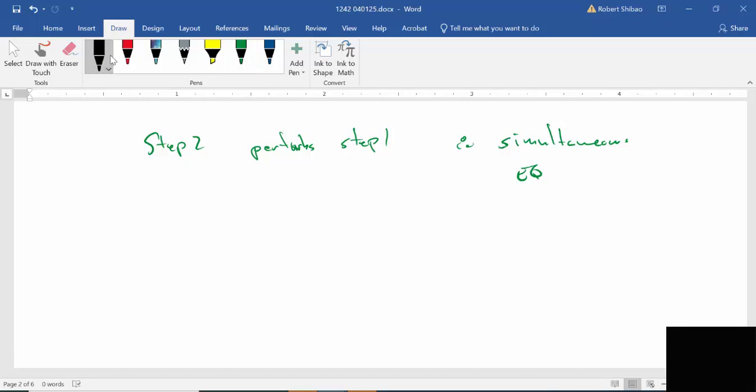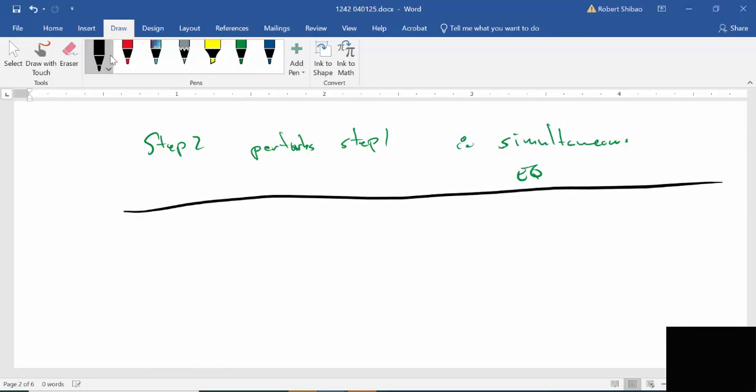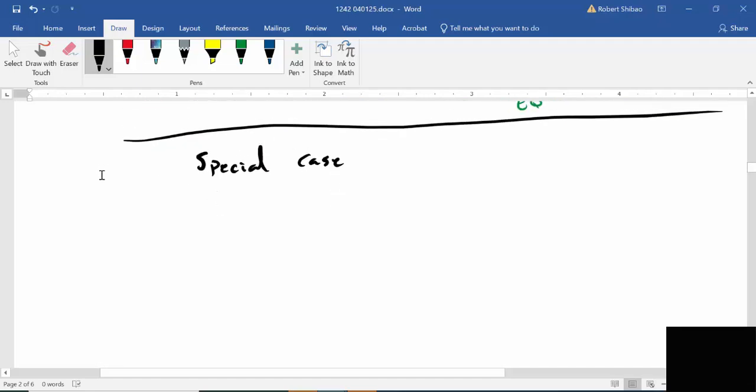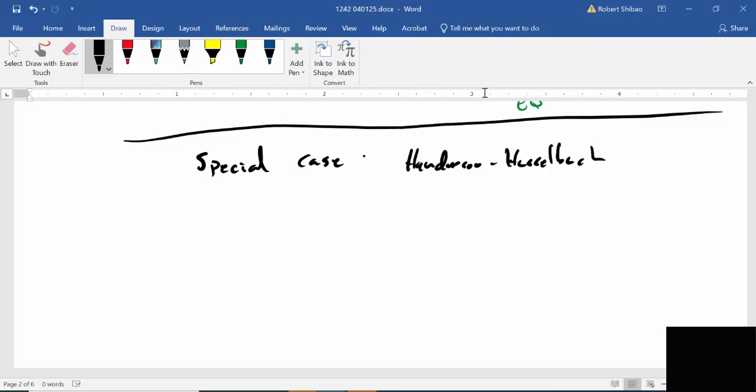Unless we have this scenario. This is a special case. Well, actually, let's take a look at some more mixtures before we get in. And that's when we have Henderson-Hasselbalch. With the Henderson-Hasselbalch, we're going to have a weak acid. And it's going to be a weak base.